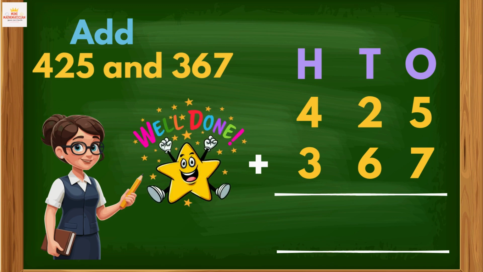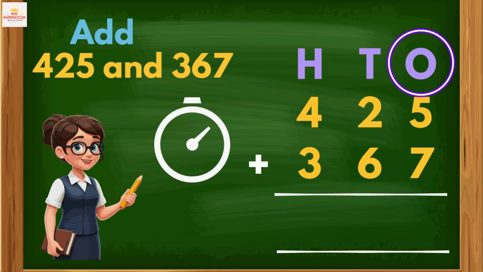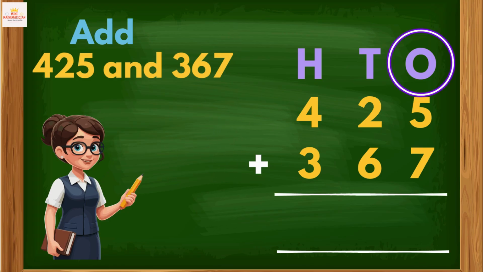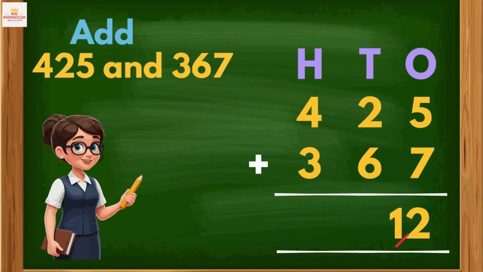Yes, well done. We start with the ones place. Look at the numbers in the ones place. Very good. 5 plus 7. When we add them, we get 12. Can we write 12 in the ones column? No. Well done. So, we write 2 in the ones place and carry 1 to the tens place. Remember, we must add this carried 1 with the tens.